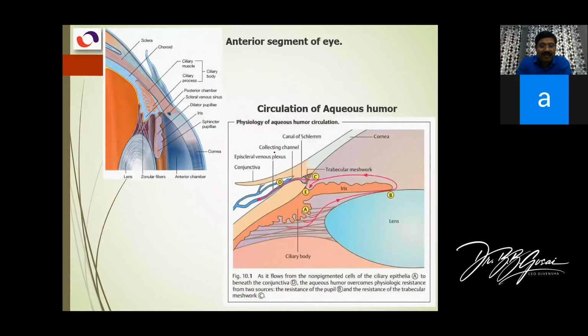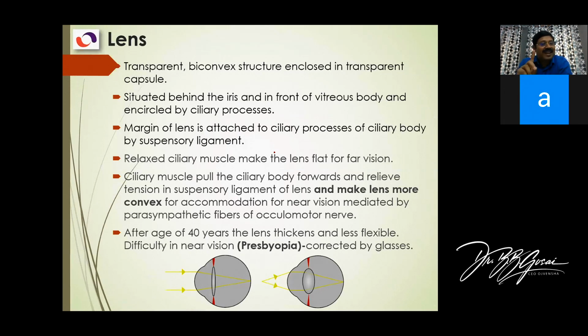So with increasing age, the thickness and the flexibility of the lens is less. So my ability for near vision is lost. This condition is known as presbyopia. Your near vision is lost. You cannot see things in the closer view. So that's why we add glasses, with positive numbers because it should be convex. We want it to be thick.